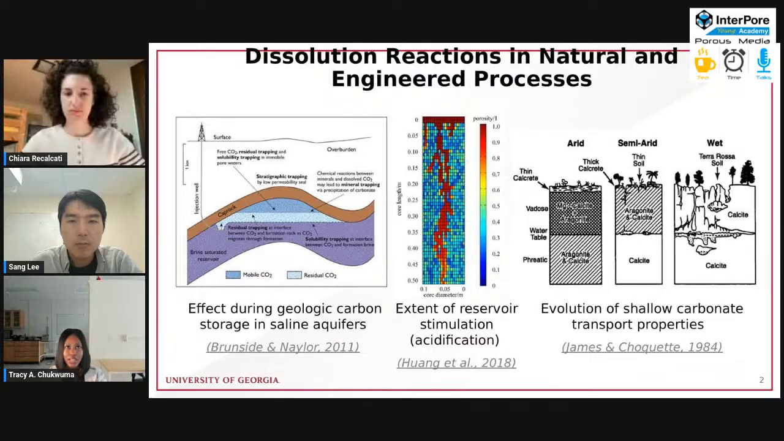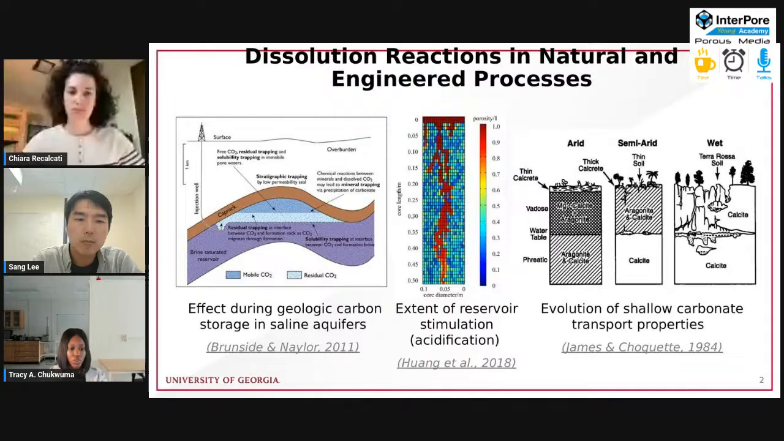In that sense, transport properties like fluid flow and permeability are affected as well. So looking at dissolution reactions in these settings is also really important. Dissolution reactions, because of how commonplace they are in these environments and in these processes, have been well studied for a while.